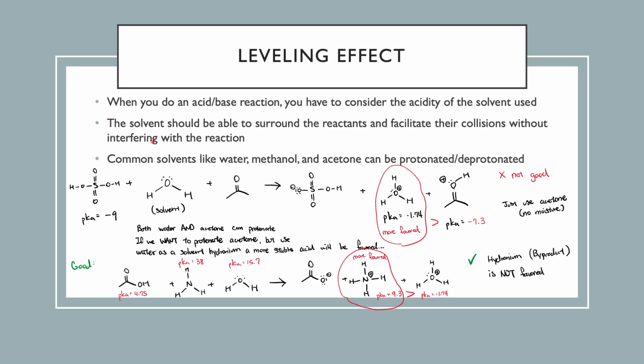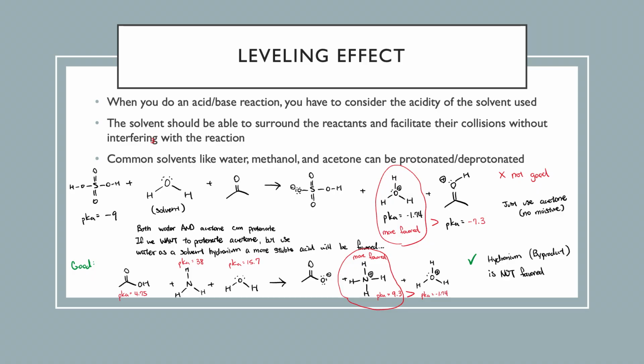In an acid-base reaction, when you run the reaction, you also have to consider the acidity of the solvent used. The solvent you use should be able to surround the reactants and facilitate their collisions without interfering with the reaction. What does that mean? It means that it should not create a side reaction, which will happen, but it should not be favored. Common solvents like water, methanol, and acetone all can be protonated or deprotonated.